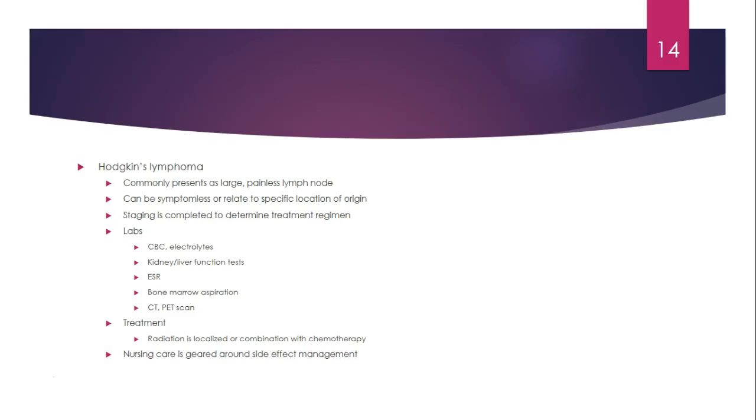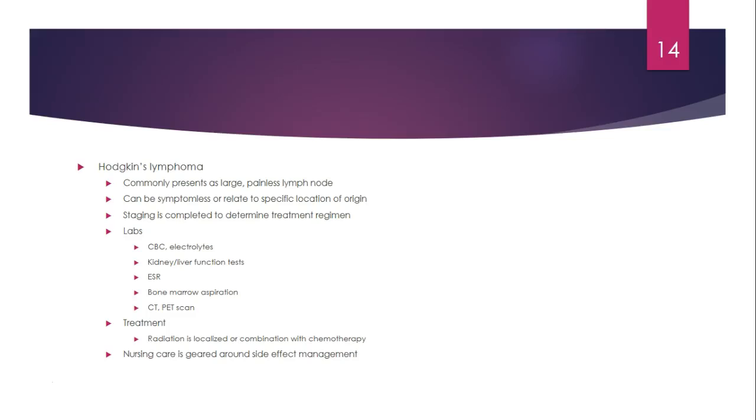So Hodgkin's lymphoma is probably a large lymphatic node. It tends to be symptomless. It usually doesn't bother them. It's just kind of a big thing where you can palpate the node. Staging is done to try and figure out what kind of treatment they're going to need.